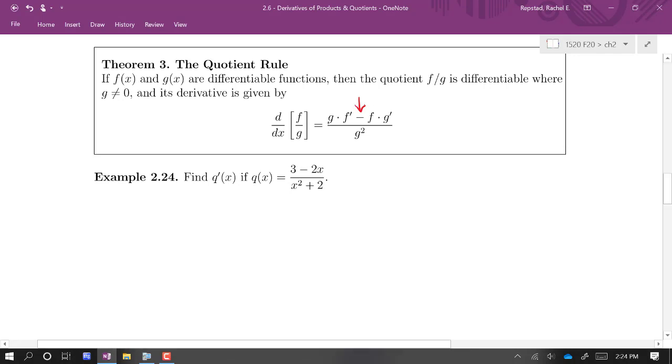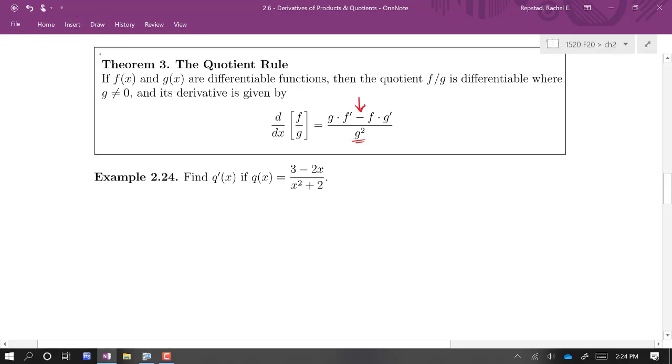And then you're subtracting. So you find the same kind of products, g times f prime and f times g prime, but you have to subtract them. Also, because we're subtracting, it matters which one comes first. So you've got to have the g f prime first. And then, of course, it's all over g squared, and that's another way in which it's different from the product rule.